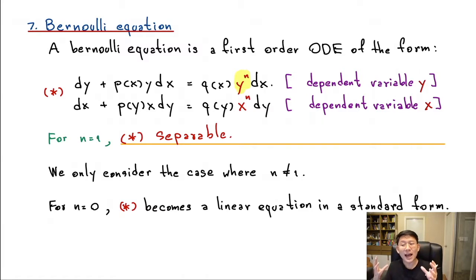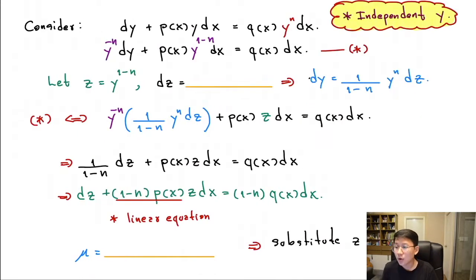So we can look at the case when n is not 1, okay? Because if n is 1, it's separable. And if n is 0, it means that this term disappears, which means that it becomes a linear equation in its standard form, the one that we looked at in the previous video, okay? So how to solve the Bernoulli equation? Let's look at the way. So first, I'll just delete the n in x, so y is dependent, okay?